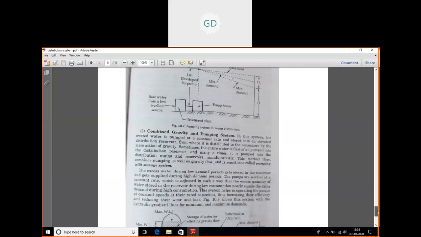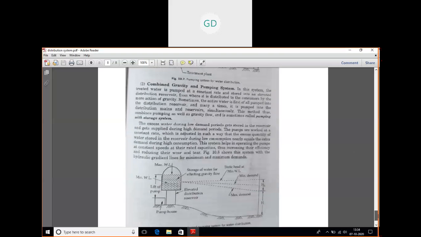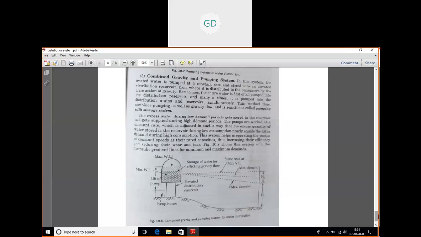Then number three is your combined gravity and pumping system. From the name itself you can get an idea that here both gravity and pumping systems are required. But when is this required? This is required in those areas where the water is not available throughout the seasons of the year. In those cases, whenever the water is available, it is stored in the distribution system with the help of a pump.